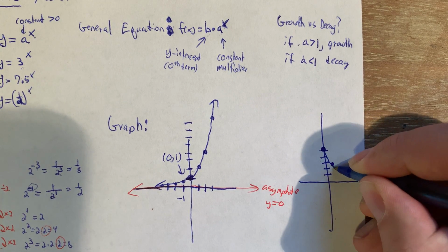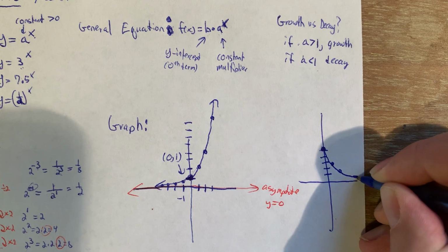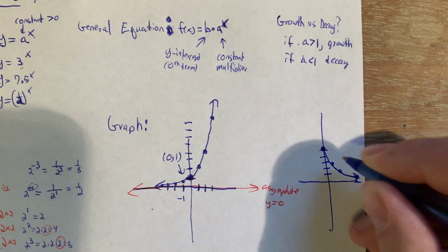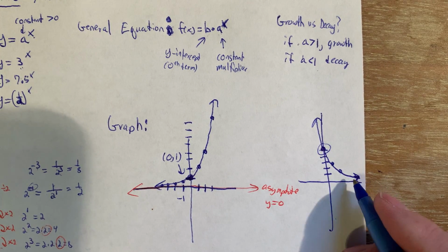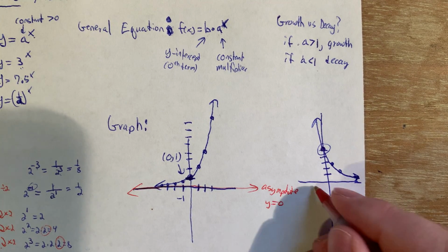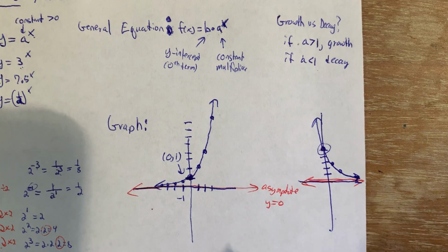it will go down. And if it does it like this, it will have an asymptote as you go towards 0 this way. It will still have a y-intercept. It'll still have a constant multiplier. It'll just have its asymptote. It'll also be at y equals 0.